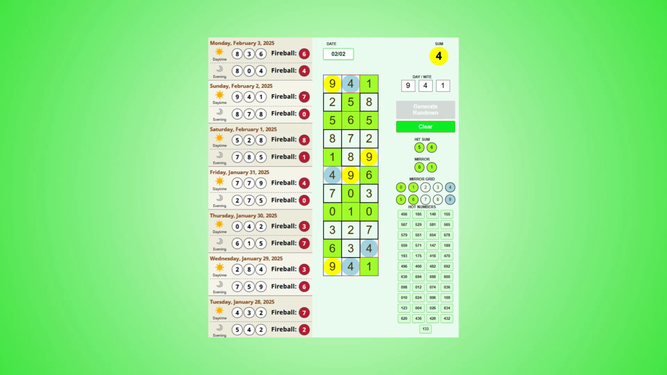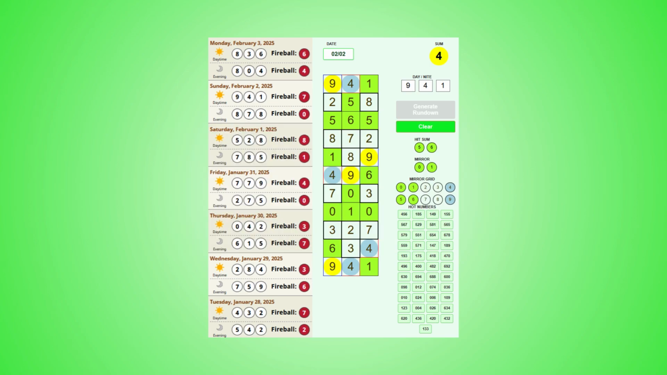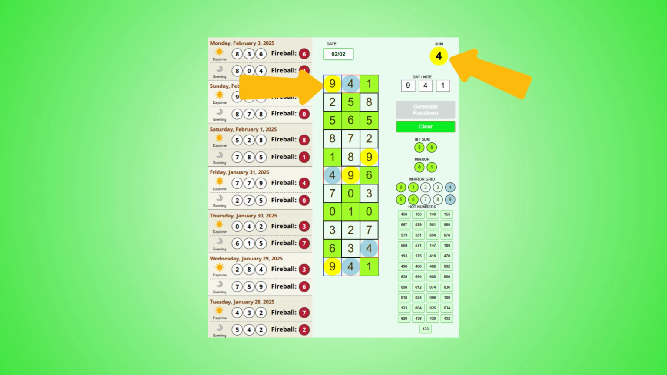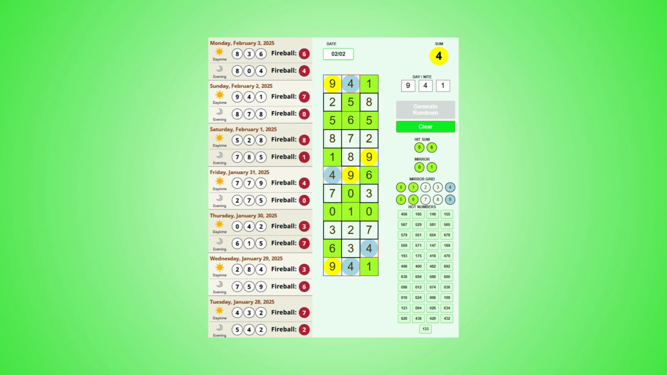We're going to start by entering the daytime draw from February 2nd, which was 941. We put that into the generator and generate the grid. The day sum for 941 is 4. The mirror of 4 is 9. These numbers are highlighted in yellow on the grid.